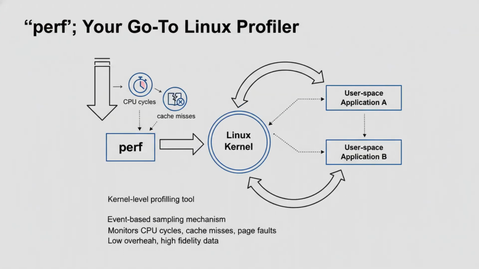At the heart of our profiling journey is perf, a powerful command line tool integrated directly into the Linux kernel. Perf allows you to monitor a wide array of hardware and software events, giving you deep insights into your system's behavior. From tracking CPU cycles and cache misses to page faults and context switches, perf can capture detailed performance data with surprisingly low overhead. It operates by sampling events, giving you a statistical representation of where your application spends its time. This makes it an invaluable first response tool for performance investigations.